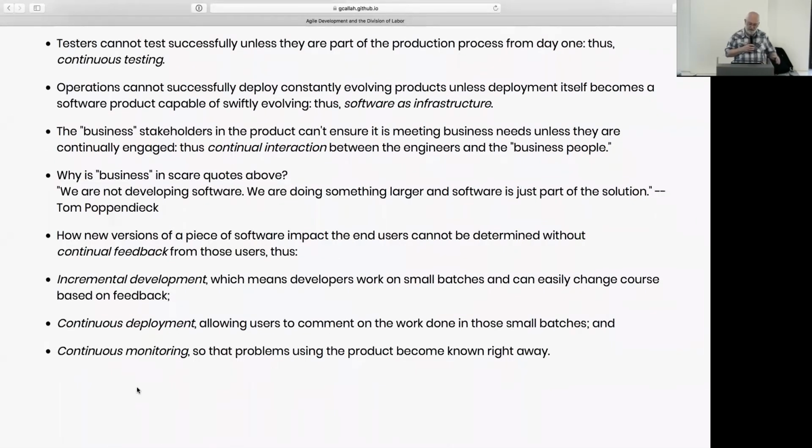Incremental development, meaning we can change course easily. Continuous deployment, getting feedback from the users rapidly on the small batches. Continuous monitoring so that we can, with confidence, put software into production, knowing that any problems we see will be found rapidly.